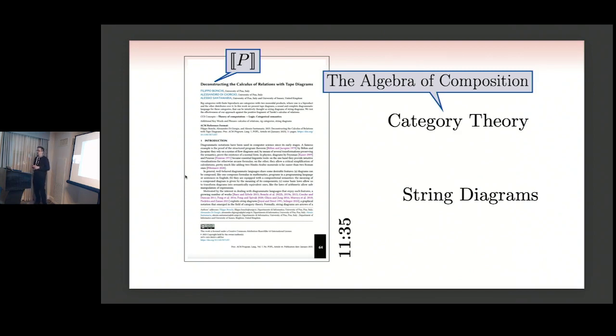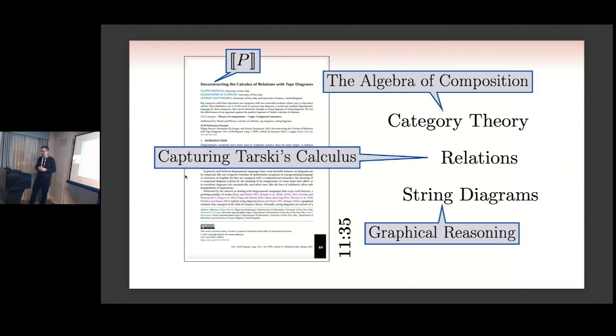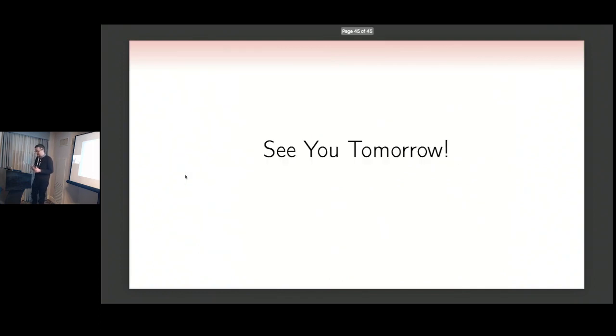In string diagrams, you reason graphically about programs by way of some kind of equations on graphs. And what the authors do in this specific paper is that they capture, by way of a graphical calculus in the style of string diagrams, the calculus of relations, which is a very popular and very powerful way of reasoning about relations, which is, by the way, useful also in semantics.